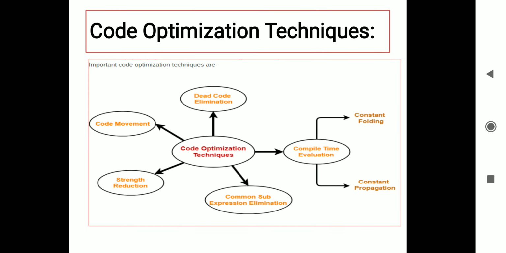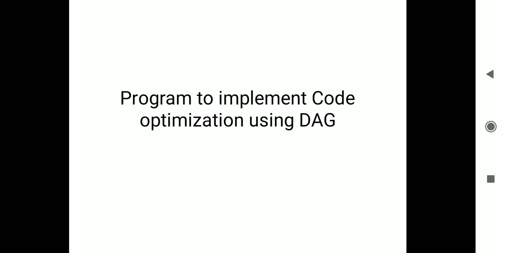Now this diagram shows us the various code optimization techniques: compile time evaluation, where constant folding and constant propagation are called compile time evaluation, common subexpression elimination, strength reduction, code movement for loop optimization, and dead code elimination. So these are the code optimization techniques we apply to optimize a particular machine independent code.